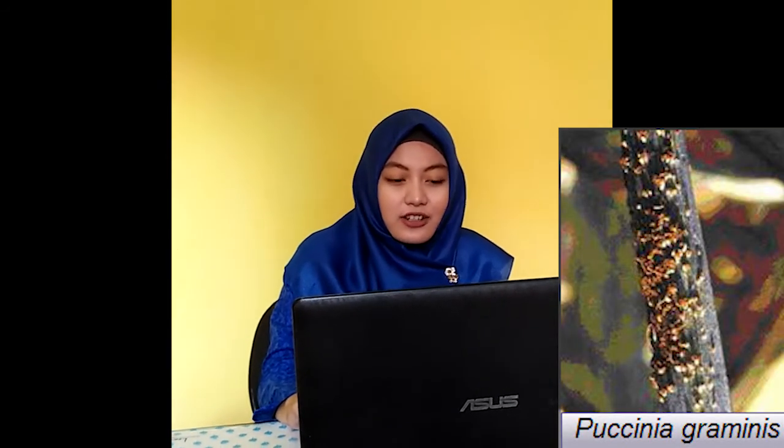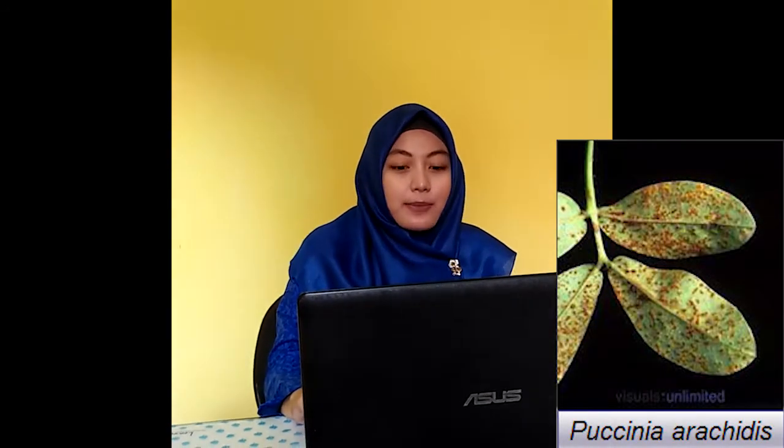Puccinia graminis, a parasite on agricultural plants. Puccinia arachidis, a parasite on the peanut. Ustilago maydis, a parasite on the corn.